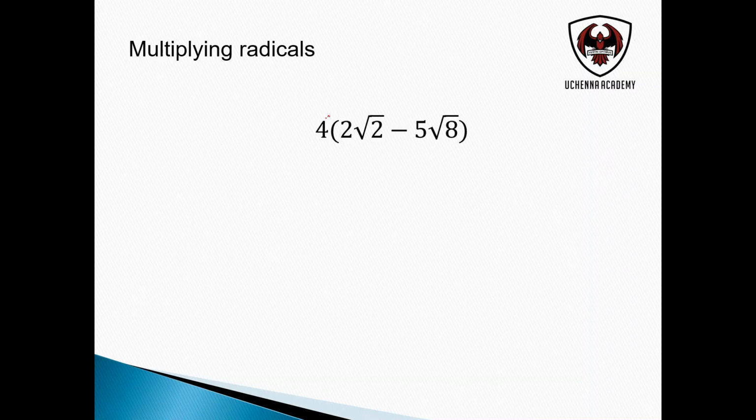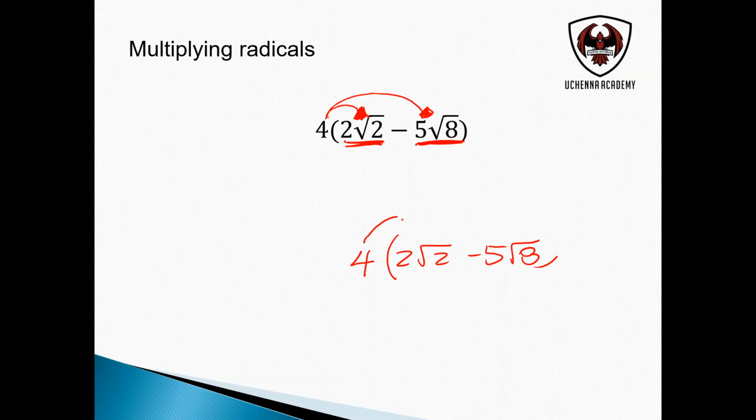How would I go about multiplying 4 in? Well, I'm going to put my arrow. I'm actually going to multiply 4 into each one of the terms here. And 2 root 2 is a term, 5 root 8 is a term. So I cannot go ahead and multiply 4 with 2 and then 4 with square root of 2, and then 4 with 5, and then 4 with square root of 8.